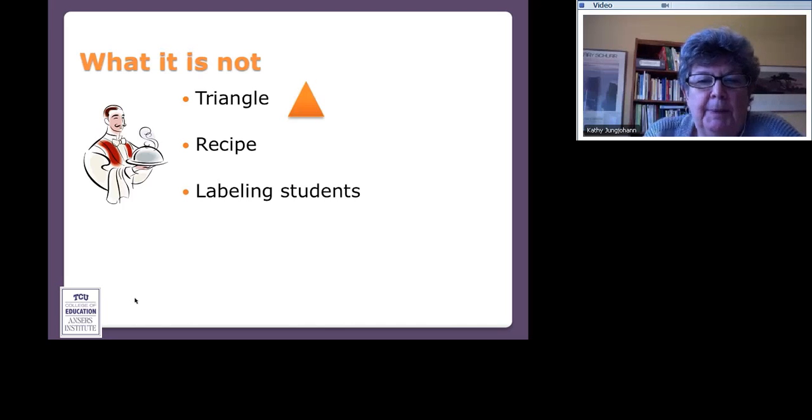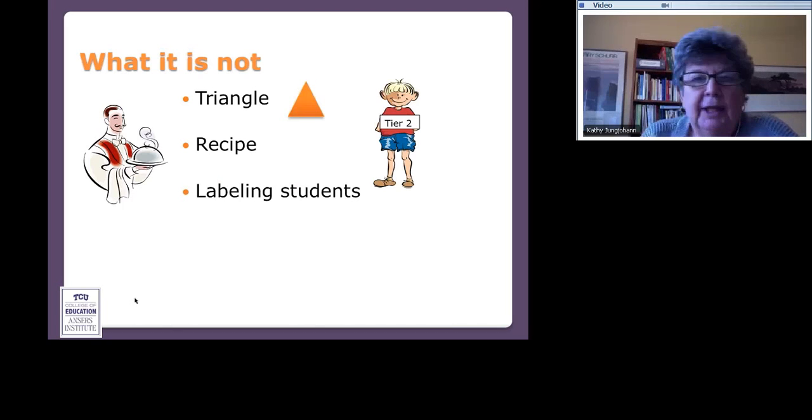RTI is also not about labeling students. There's no such thing as a Tier 2 student. In fact, the tiers of RTI describe the instruction and supports that students need. Many students may need supports at different tiers of instruction. A student may need behavioral supports at Tier 3, but function just fine in reading and math and be able to benefit from Tier 1 supports. Another student may need Tier 2 supports in reading, Tier 3 supports in math, and learn their other subjects with whole class Tier 1 types of supports.